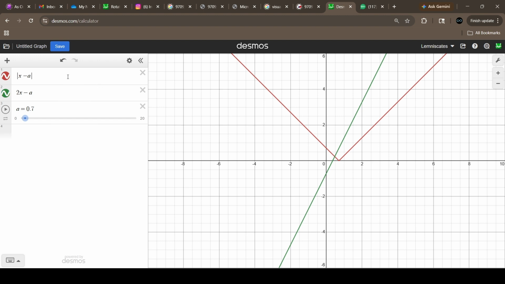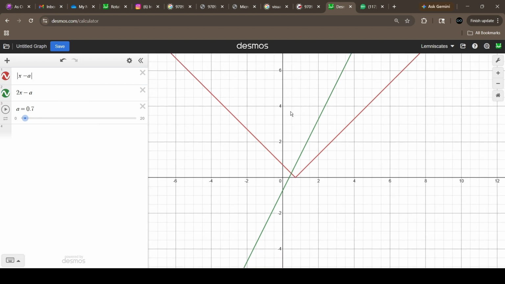So as you can see, I have plotted my modulus x minus a, which was given to me in the question, along with the line 2x minus a. Line is in the green color and the modulus graph is in the red color. I know that for any values of x that is greater than 2a by 3, my line will always be greater than the modulus. So let me demonstrate that with the help of the graph over here.